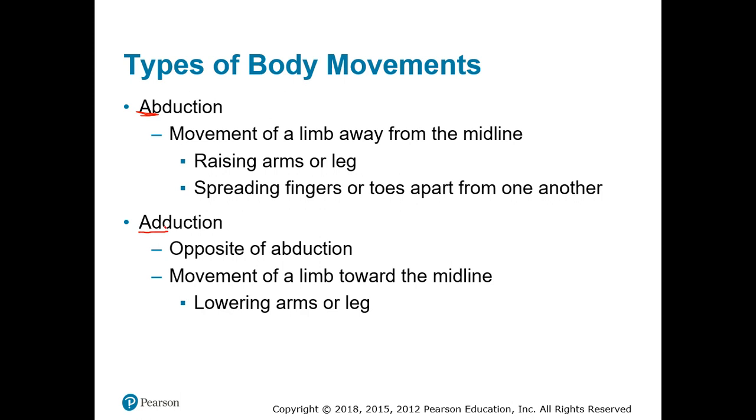Adduction, with ADD, like you're adding something, is going to be the opposite. So you're going to bring the limb closer to the midline. So lowering arms or legs. One that I like to say for these is that abduction is like when you spread apart your legs away from the midline when you're doing a jumping jack. Adduction is when you're trying to bring them closer to the midline, kind of like if you're horseback riding, you have to squeeze your thighs together to bring them closer, or your adductor muscles help hold on to the saddle.